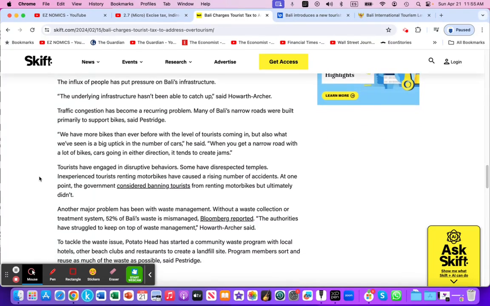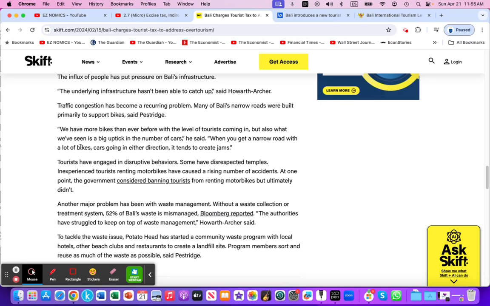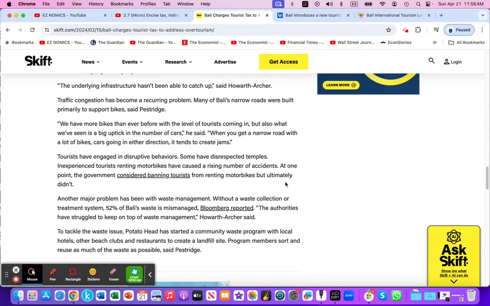One aspect of their infrastructure is transportation. This has led to significant increases in traffic congestion, traffic jams, as tourists have increased the number of cars being consumed and used on roads within Bali, and also increased the number of motorbikes consumed and used in Bali. That leads to excessive numbers of vehicles on narrow roads, reducing the ability of locals to travel from point A to point B. So that's a negative consumption externality.